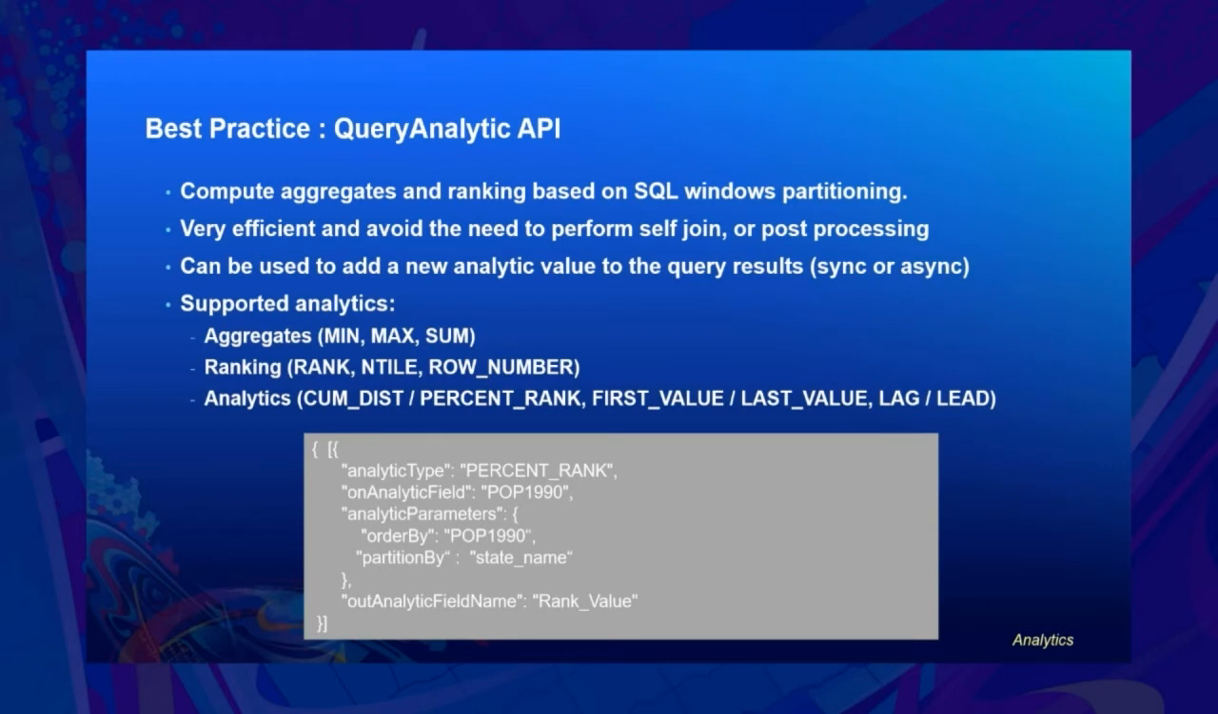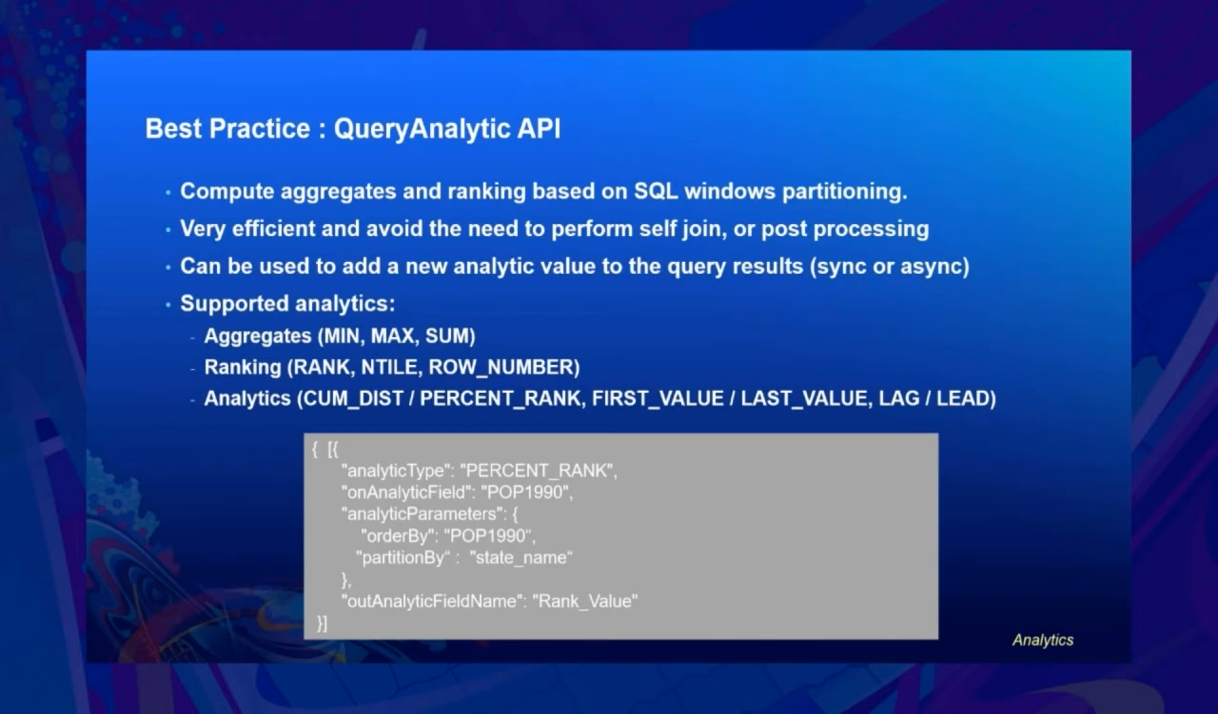The supported analytics include the standard aggregates, min, max, sum, count, and so on, ranking functions like rank, ntile, and even assigning a row number for each subset of rows within each group. Because you partition the rows based on a field or an expression, we assign those values for each group, and you can pick the ranking or the ntile or the row number for each partition. Analytics also include cumulative distance, first value, last value, lag, and lead, and so on.